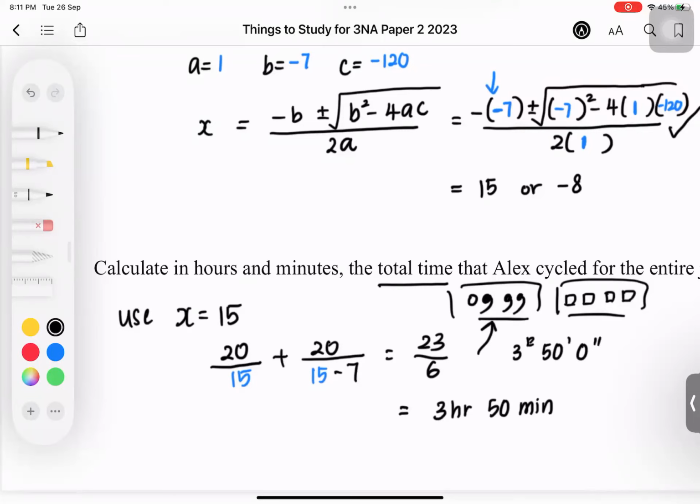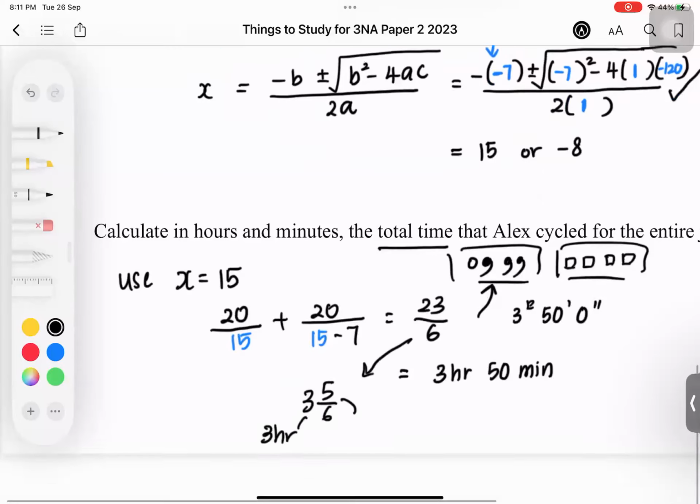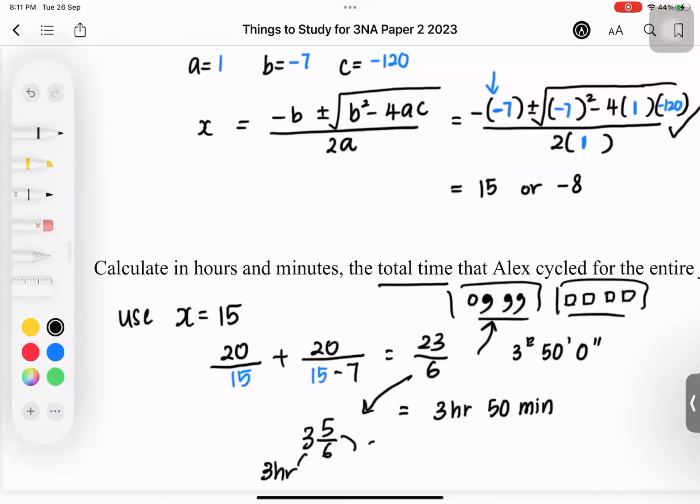Okay, if you don't know how to do it, 23 divided by 6, this one I change to mixed number. This one is 3 5 over 6, which means it's 3 hour and 5 over 6 times 60. So 5 over 6 times 60 will give you 50 minutes. Also can, then you work out this answer.